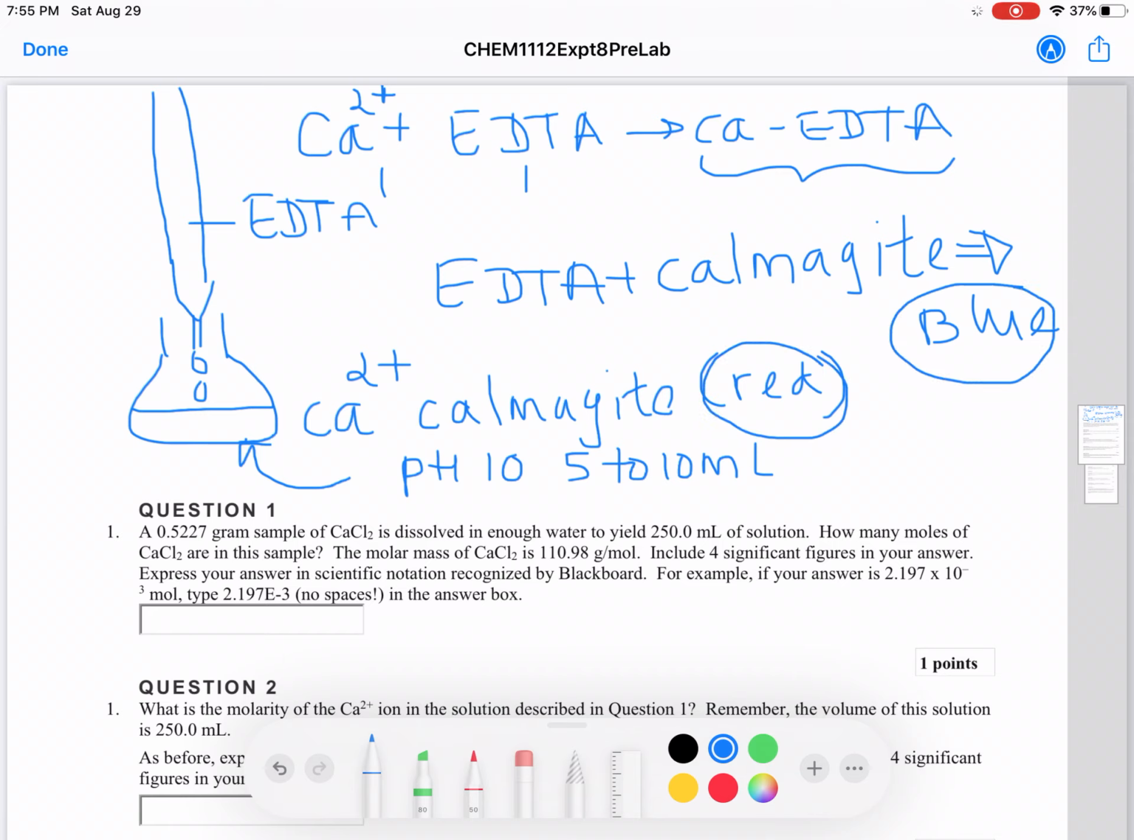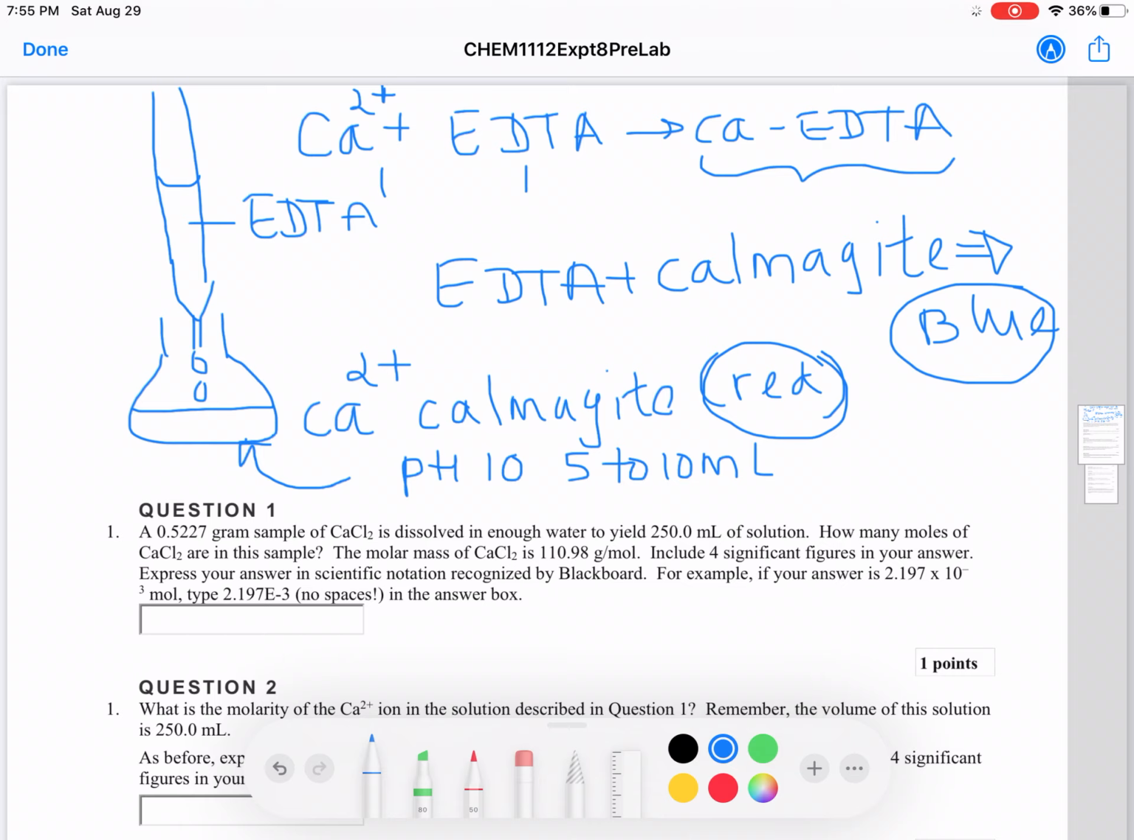You have to wait until it has a deep sky blue color. If it is purple and you stop at that point, that means you have not waited until all the calcium ions have completely reacted. Okay, so when it turns blue, you stop adding any more EDTA, and then you find out the volume of EDTA that was used to titrate the moles of calcium in the flask.